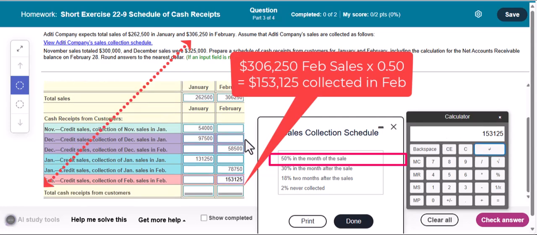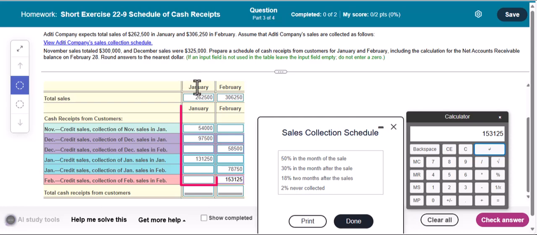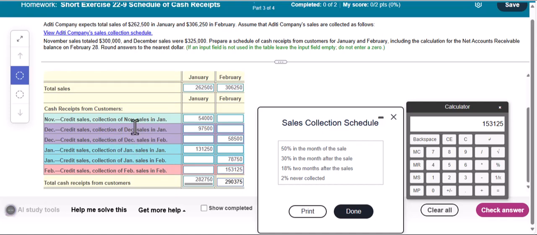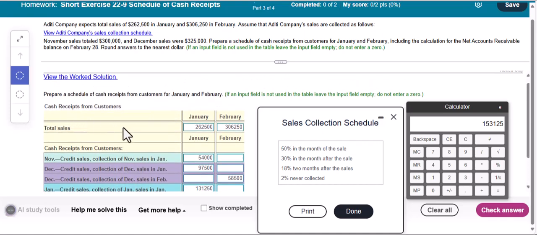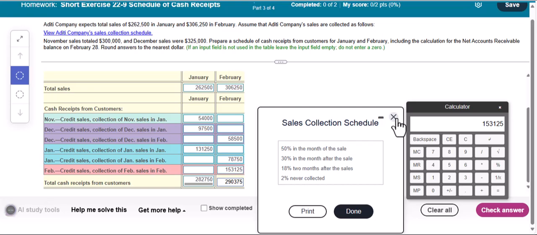Okay, and then we are going to total these up. So for January, that is going to give us a grand total here of 282,750. And then for February, that is 290,375. So now that we've completed this cash receipts from customers, let's check our answer.